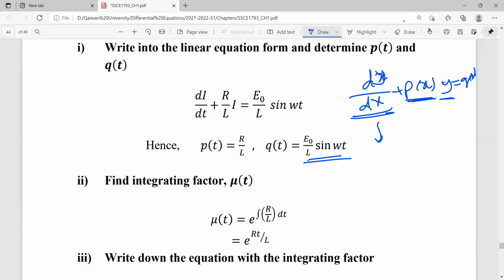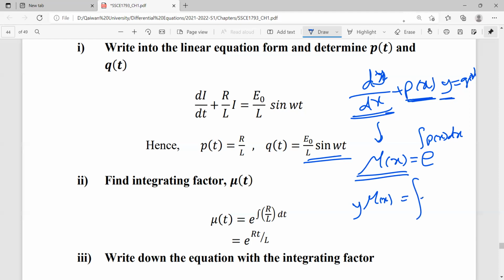What we do after this, we are going to determine p of x and q of x. After determining p of x and q of x, we are going to find the integrating factor, mu of x, which is equal to e to the power integration of p of x dx. After finding this integrating factor, we say y times mu of x equals the integration of the integrating factor times q of x plus c. That's all. We find this integration with respect to dx.